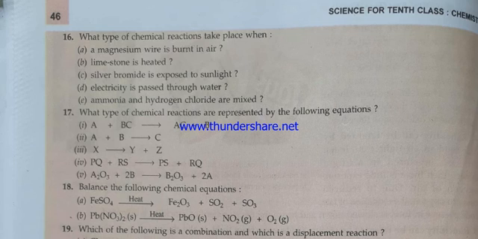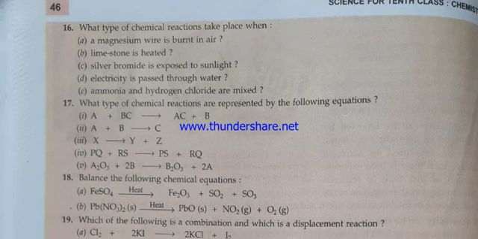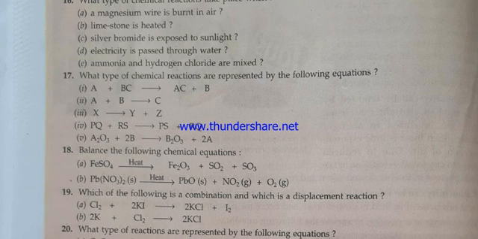17th: A single displacement, B combination, C decomposition. 4th, double displacement. 5th, single displacement. 18th question, balance the following chemical equation. Easy, you can write the balancing. Which of the following is a combination reaction and which is a displacement? First is a displacement and second is combination.